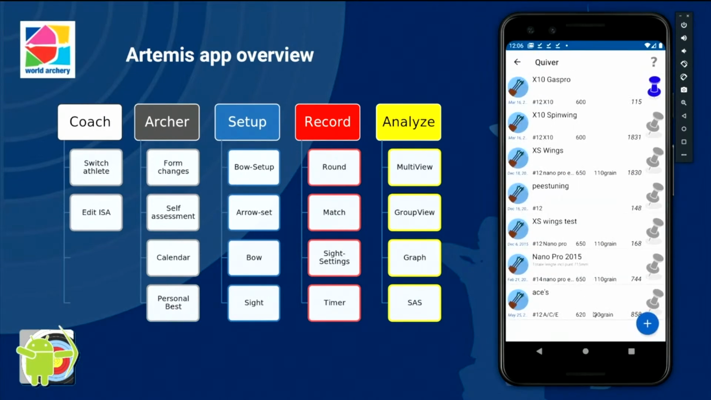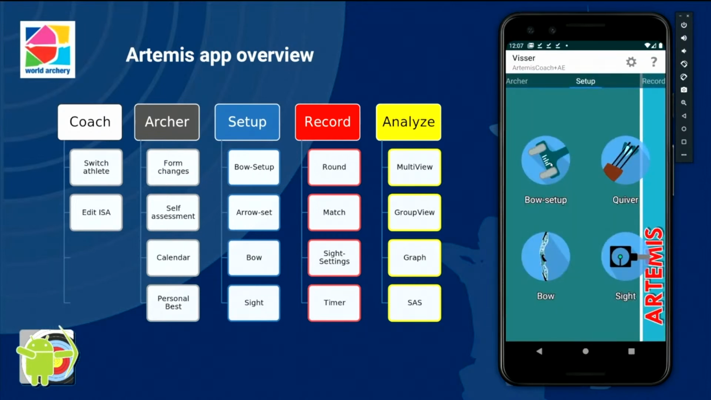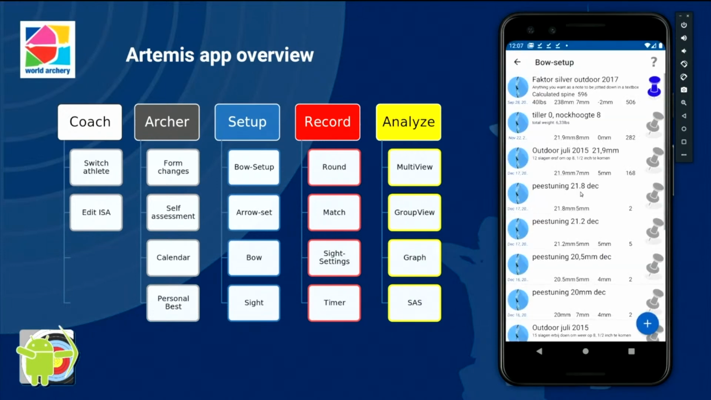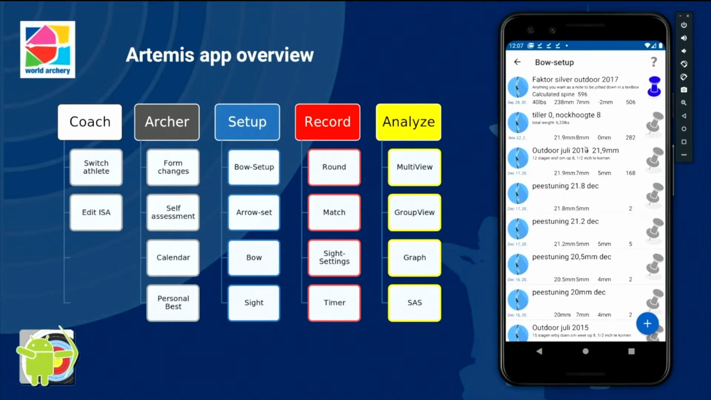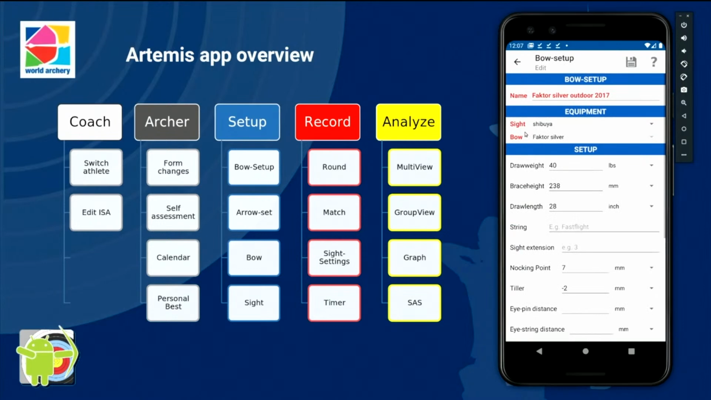What kind of arrow sets do you use? Your new sets or your older sets or whatever. There's different arrow sets here, and they all come together in the bow setup. So you have setups that you've used in the different years and different indoor seasons or outdoor seasons, and you can actually put a lot of information in this setup.